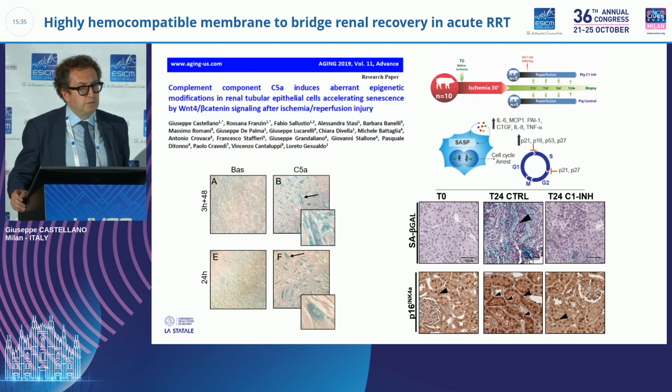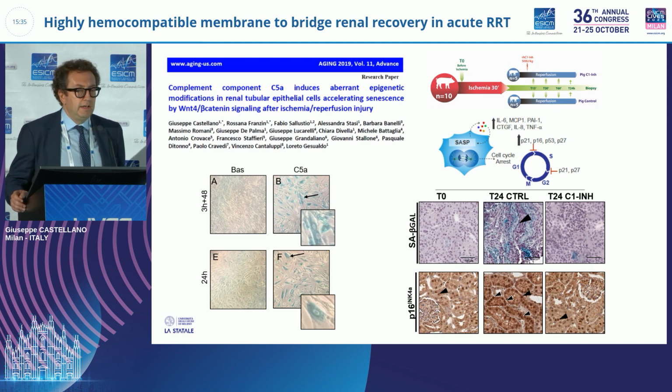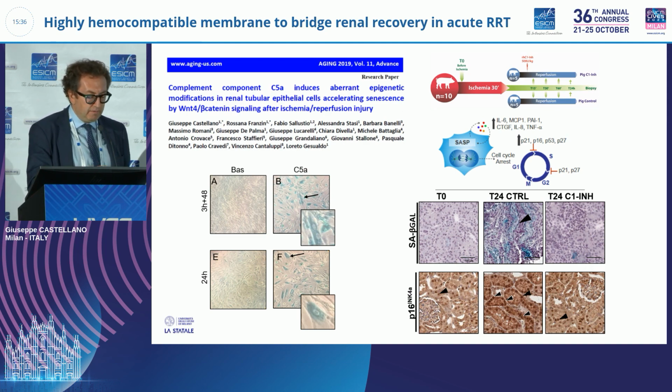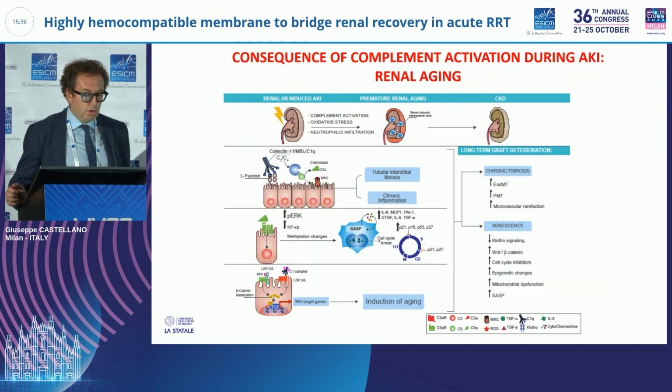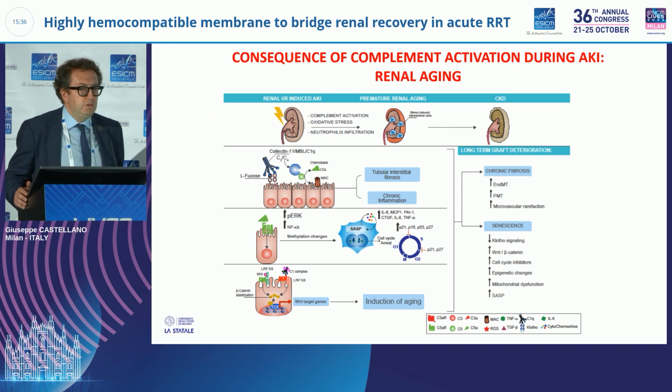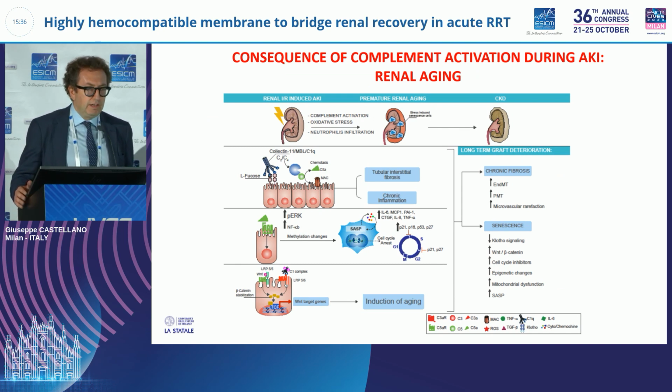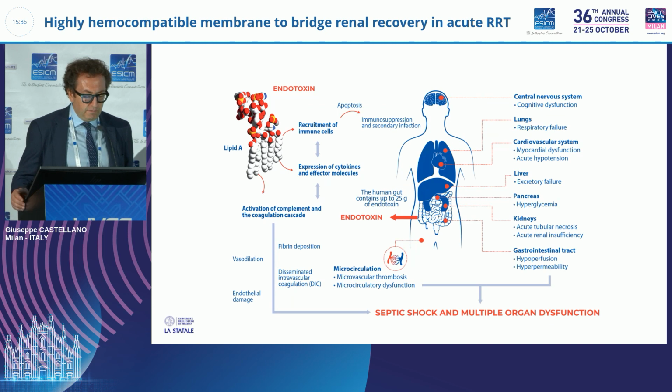And as I told you in the beginning, we also have clear evidence that during acute kidney injury, complement can induce aging, senescent cells. You can see here that C5a is capable to induce strong senescence in tubular epithelial cells, and in in vivo systems, when we inhibit complement, like with C1 inhibitor, we have inhibition of senescence. So complement activation during acute kidney injury can induce renal aging at endothelial level, at pericyte level, at tubular epithelial level. We have the induction of senescence by different mechanisms.